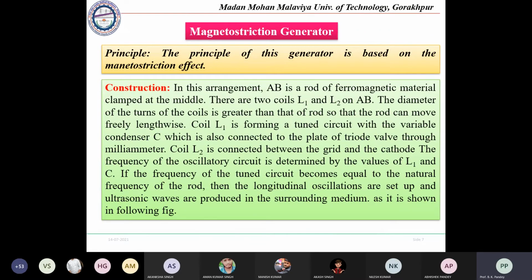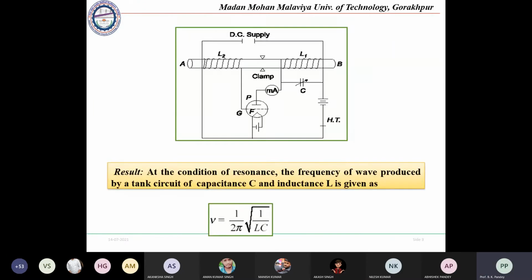Then the longitudinal oscillations are set up and ultrasonic waves are produced in the surrounding medium as it is shown in the following figure. Let us see, this is our figure. In this figure, what you can see is that there is the AB rod and this rod is of ferromagnetic material, and in the middle our rod is clamped there. Clamp means this is just a support to that rod, and there is the winding on this one. There are two windings, and two coils will be there.